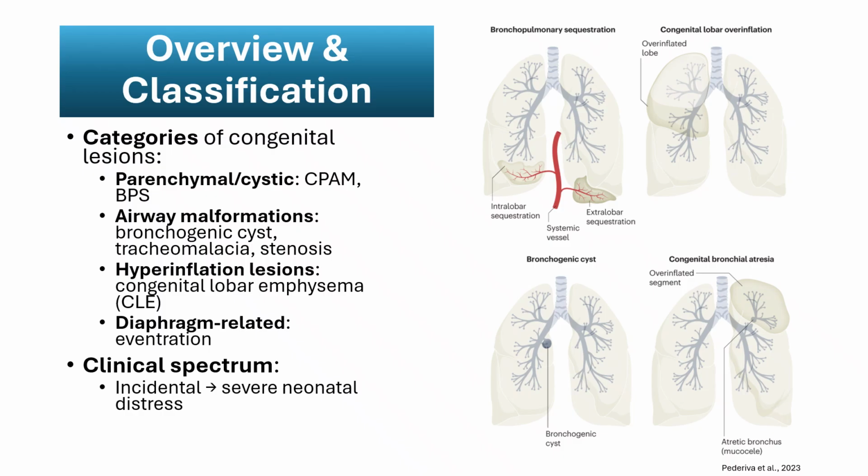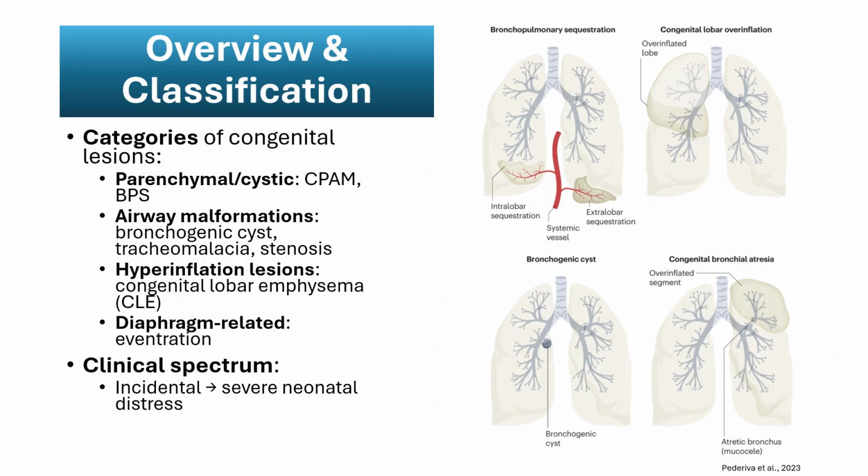Airway malformations, including bronchogenic cysts, tracheomalacia, and tracheal stenosis, result from disrupted airway cartilage formation or abnormal foregut budding. Hyperinflation lesions, such as congenital lobar emphysema, create overdistended lung segments due to intrinsic or extrinsic bronchial obstruction. Diaphragm-related anomalies, like eventration, affect the mechanical function of the thoracic cavity and can secondarily influence lung development.